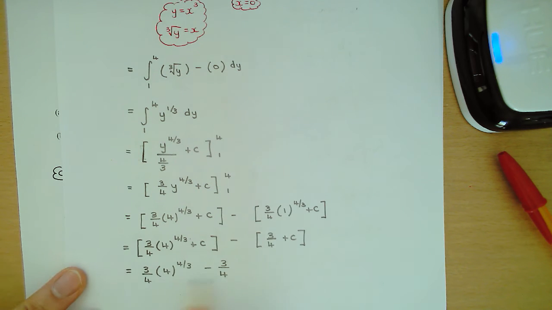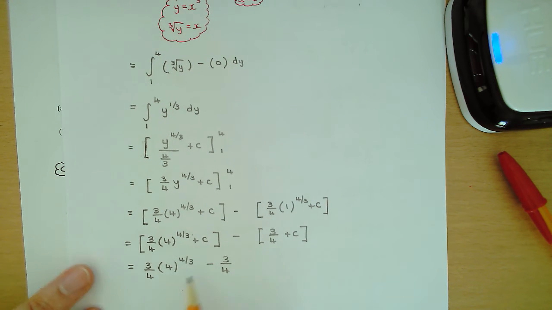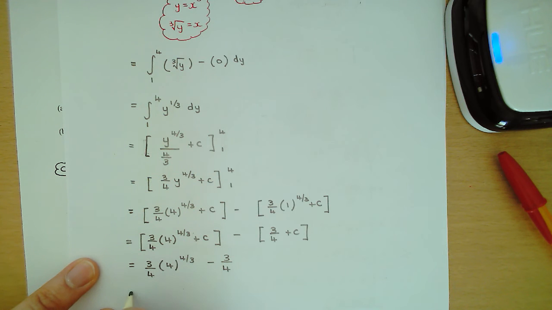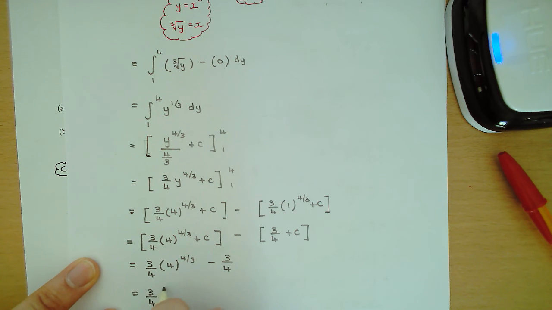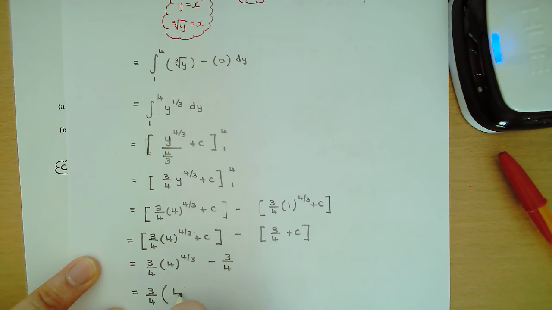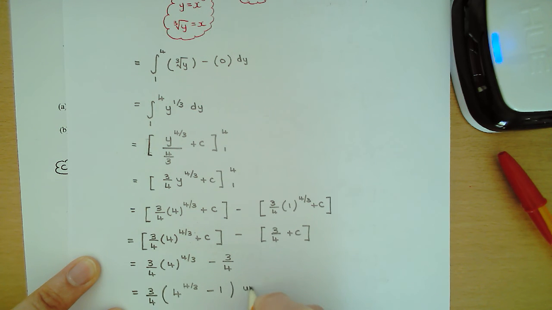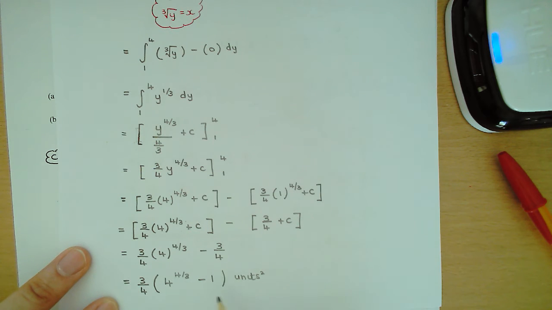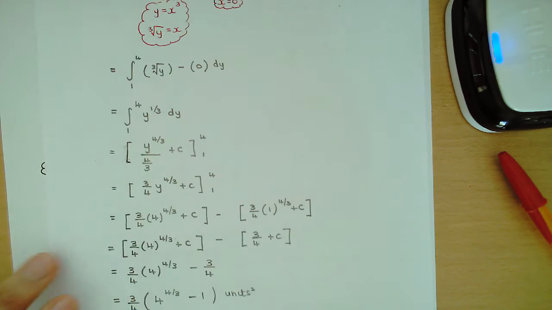Again, what we could do is factorize this here. We could lift 3/4 out. So we're going to have 4 to the power of 4/3 minus 1. And that's going to be units squared. So quite a bit of working out to do there, but we've worked out area A1. So we've now got to do the same for area A2.